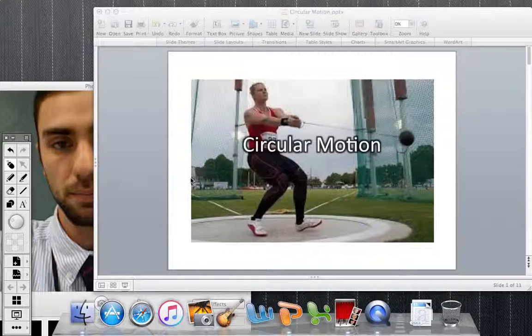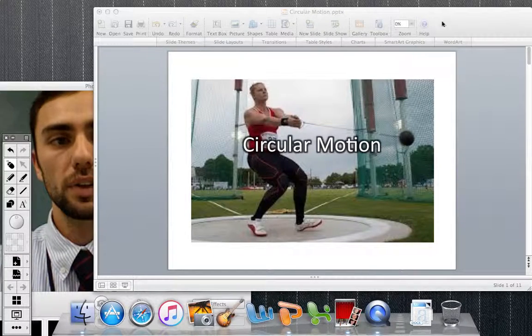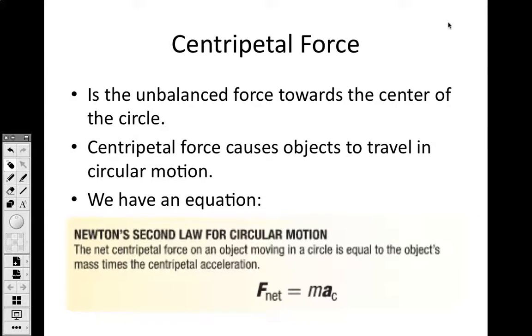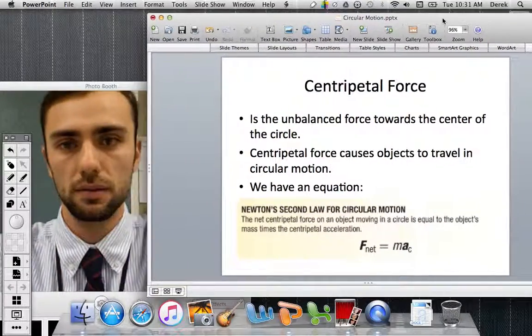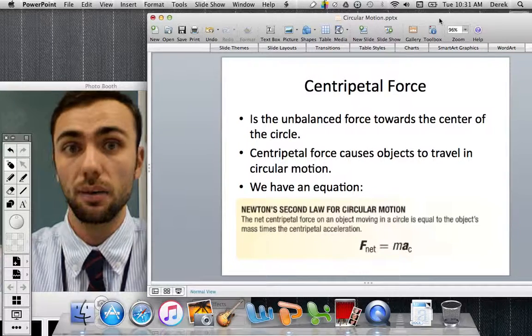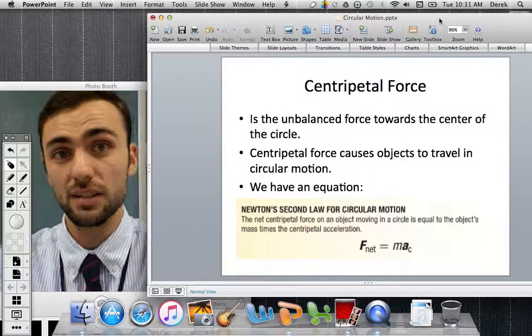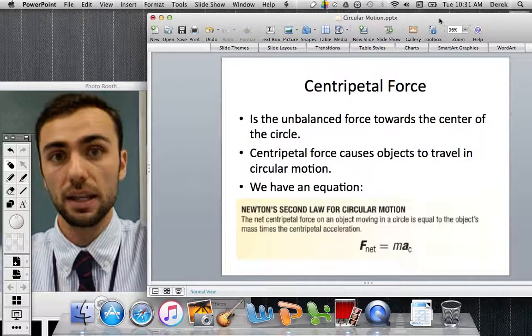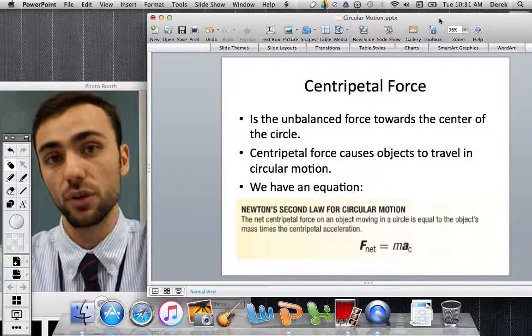Okay? All right. So hopefully this lesson was helpful to you in determining what centripetal acceleration is, what centripetal force is, and gives us the basics for uniform circular motion.